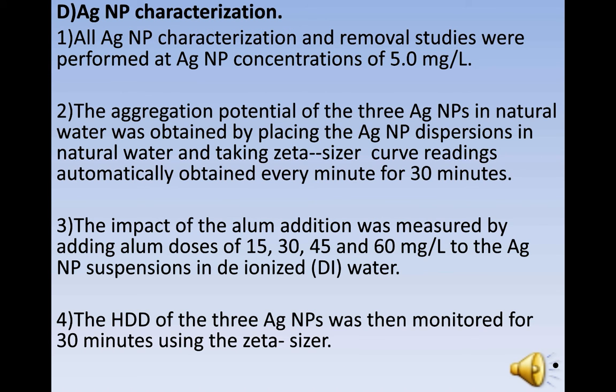AgNP characterization, by placing the AgNP dispersion in natural water and taking its Zetasizer curve reading automatically obtained every minute for 30 minutes. Then measure the effect of adding alum doses to AgNP suspension in deionized water. The HDD of the 3 AgNP was taken, then monitored for 30 minutes using Zetasizer.